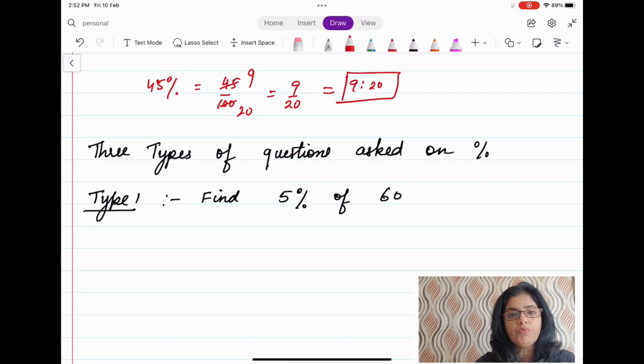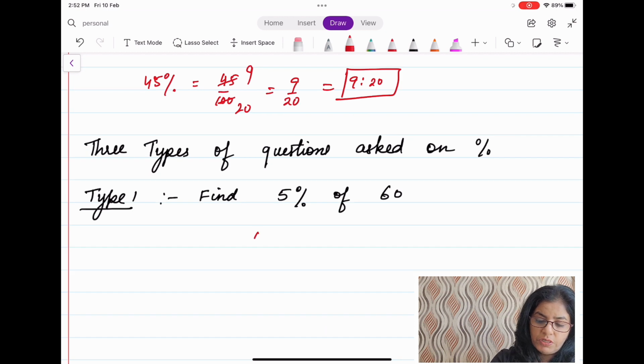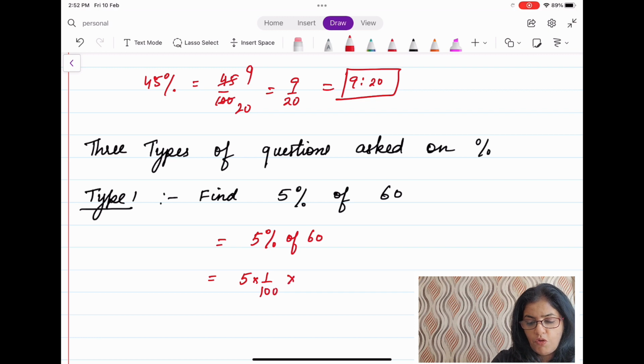One type is find 5% of 60. We first change this question into a numerical statement. 5% of 60 is equal to 5%, which means 5 upon 100, of means into, and 60. Cancelling the zeros, cancelling by 5, you have 3. So 5% of 60 is 3.